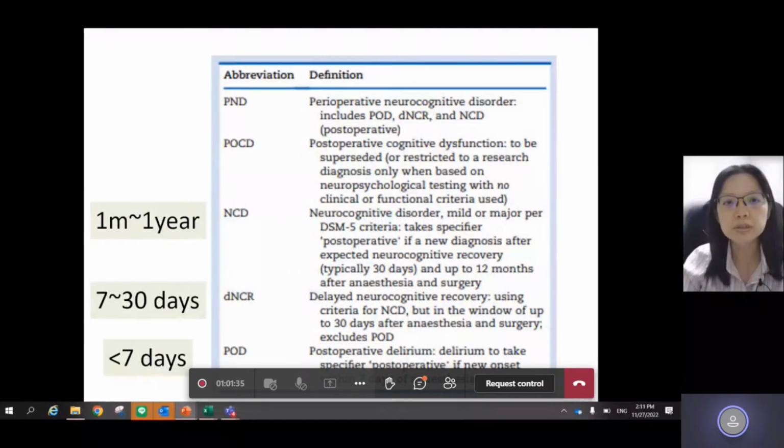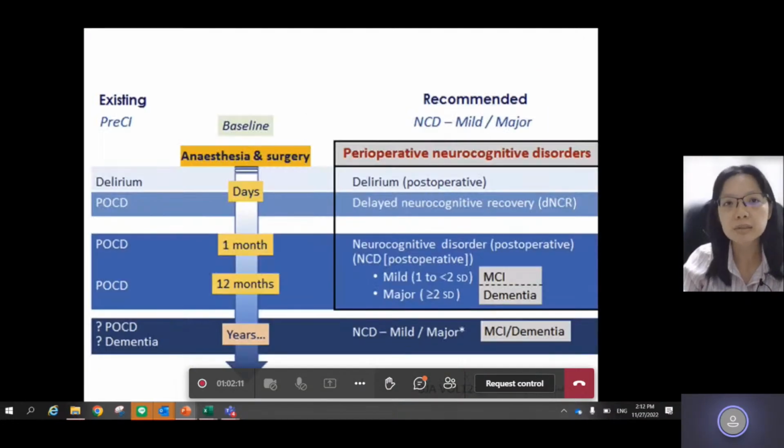For the classification, we should know what we mean by the names. If the patients have postoperative conscious change less than 7 days within the index surgery, it's called postoperative delirium. If the neurocognitive dysfunction lasts 7 to 30 days, it's called delayed neurocognitive recovery. And if the patient is still troubled by neurocognitive dysfunction 1 month to 1 year after the surgery, it's called neurocognitive disorder.